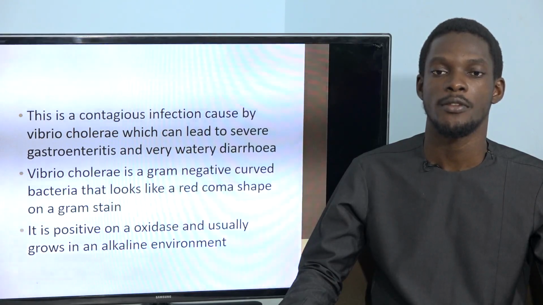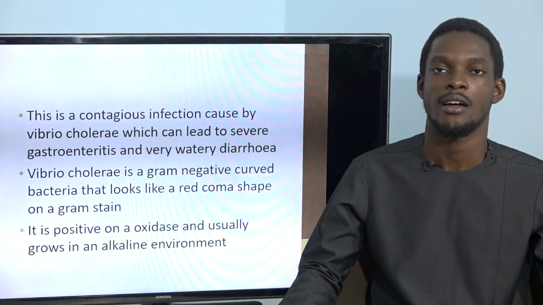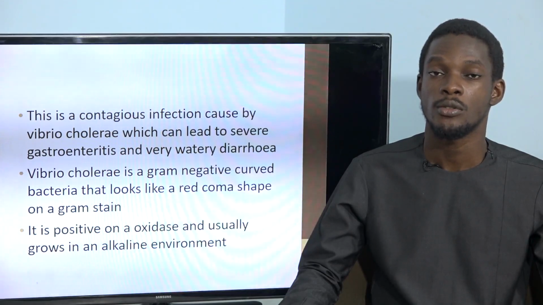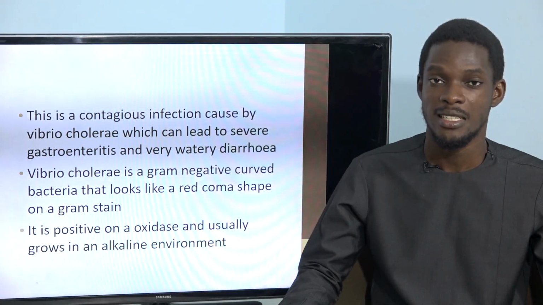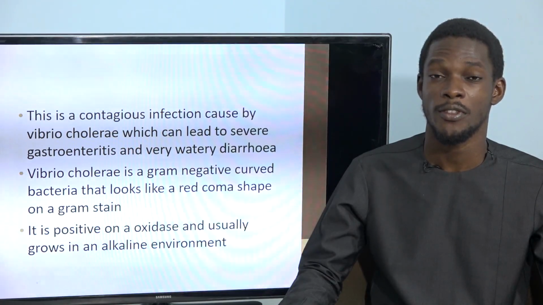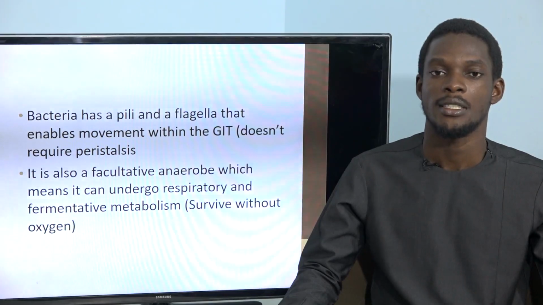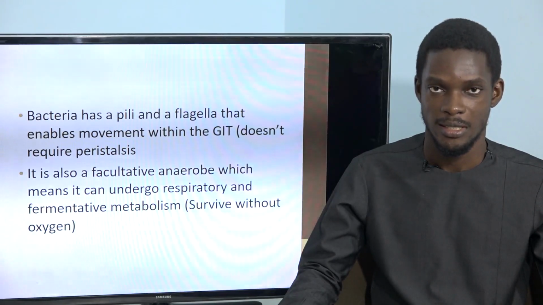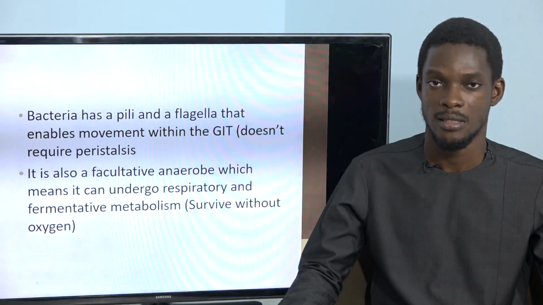It is oxidase positive and usually grows in an alkaline environment. It is important to note where the bacteria grows, as it is implicated in the pathophysiology of the disease. The bacteria has pili and flagella that enable it to move within the GIT. This means that it does not need peristalsis.